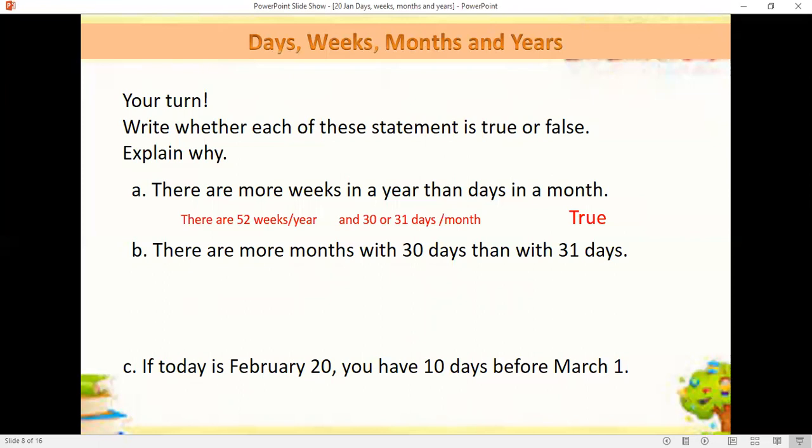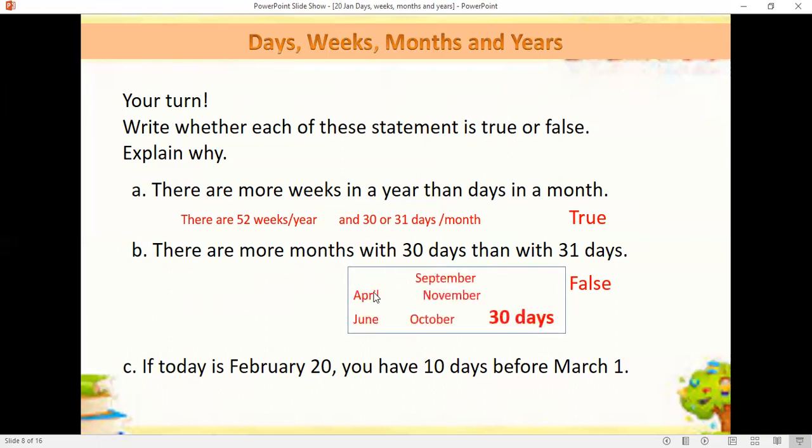There are more months with 30 days than with 31 days. Let's check. Is it so? It is false, because let's check now. I have just discussed how many months have 30 days. So let's check first. All the months that have 30 days: April, June, September, November, and October. So there are only 5 months with 30 days. And let's check the months that have 31 days.